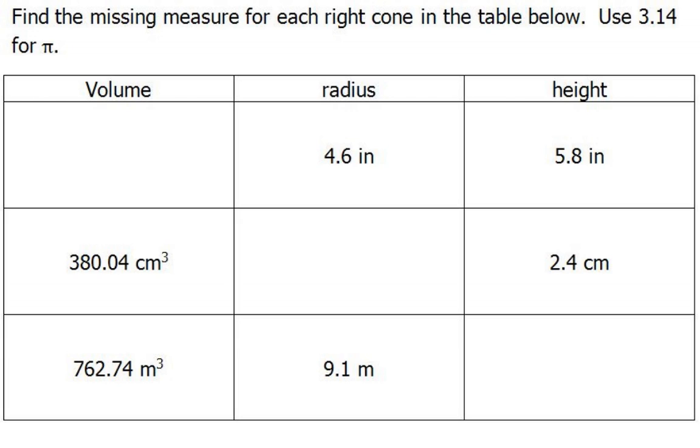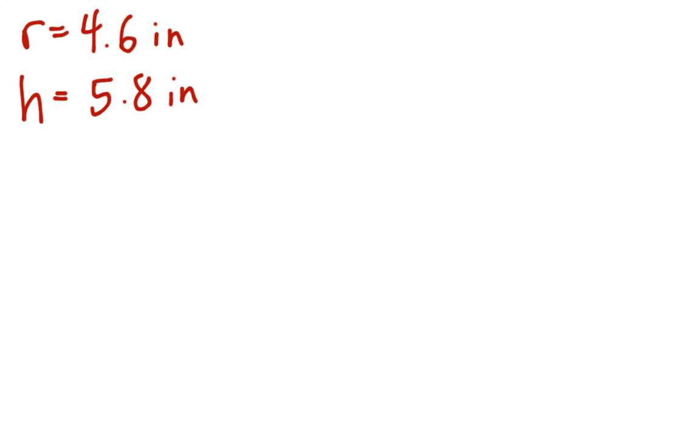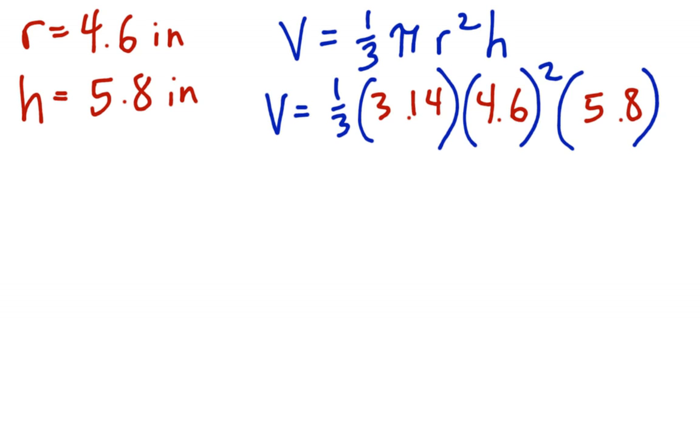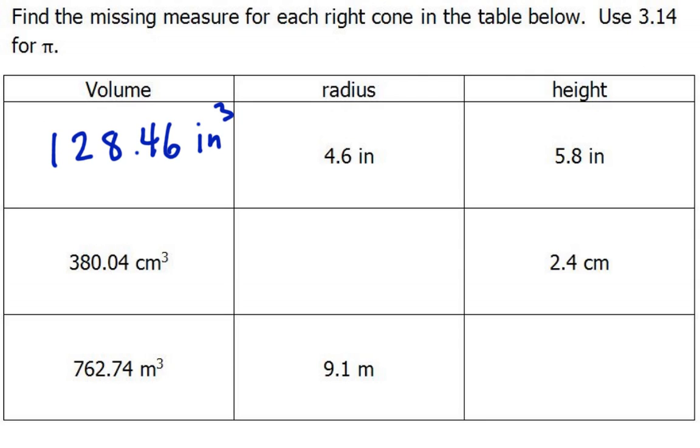Let's get a whole screen where I can do this. Here's the information from the problem, and it wanted me to find the volume. So again, I start with the formula. Next, I'm going to substitute values that I know. And since everything that is known is on the right side and the only unknown is on the left side, I can calculate. And I came out to 128.46 inches cubed. Let's put that in the table.